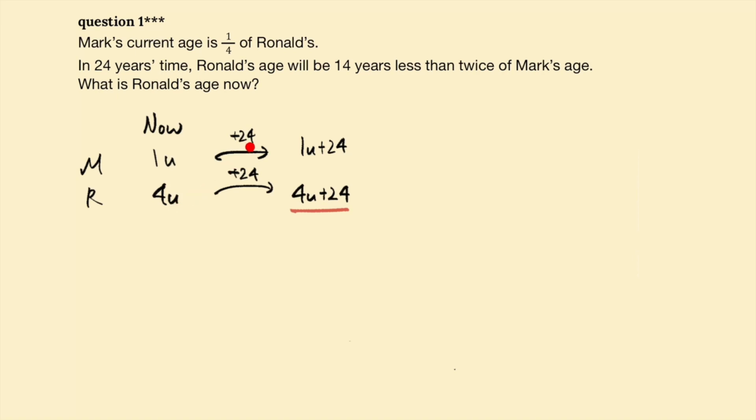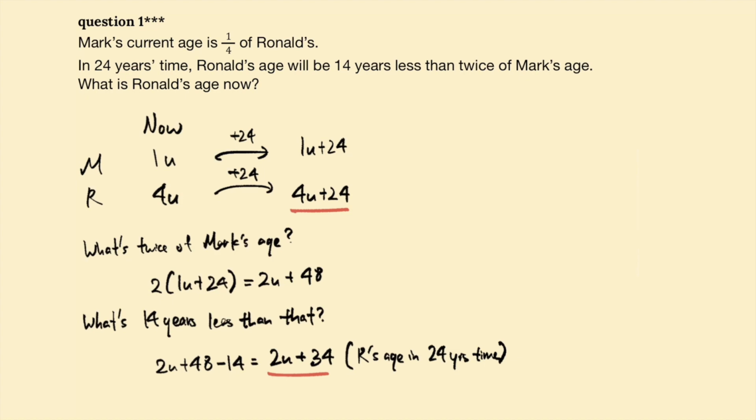In 24 years' time, so plus 24, plus 24, well, we can say that this is 1u plus 24. We can say this is 4u plus 24. Ronald's age will be 14 years less than twice of Mark's age. Oh my goodness. Okay, well, let's handle one part. This is a very complex phrase, isn't it? All right, let's analyze this one part at a time. So what is twice of Mark's age? Twice of Mark's age would be 2 of the 1u plus 24, yeah? So 2 of that would be 2u plus 48. What's 14 less than that? Basically, it's 2u plus 48 minus 14. So it's actually 2u plus 34, which is basically Ronald's age in 24 years' time.